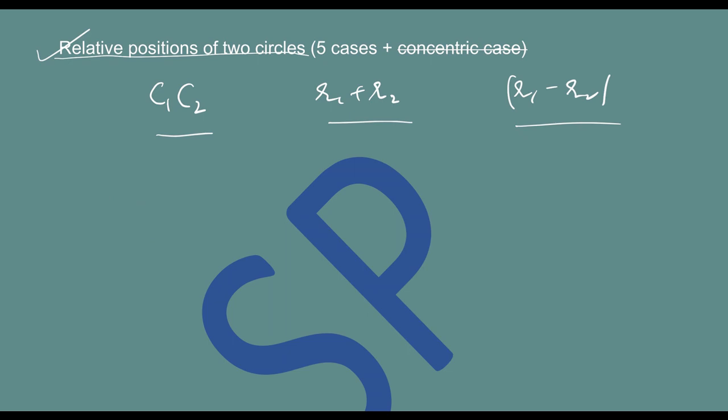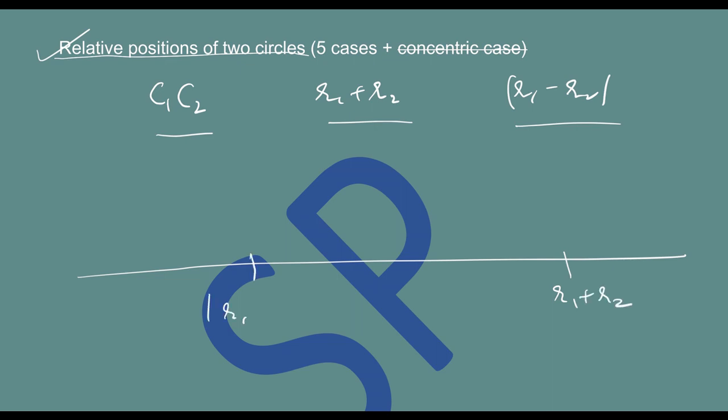Okay? After calculating them, I want you to see that obviously on the number line, I will have R1 plus R2 here and mod of R1 minus R2 here. Okay. Now C1C2 may lie in here or here or here or here or here. See, 5 choices, therefore 5 cases.